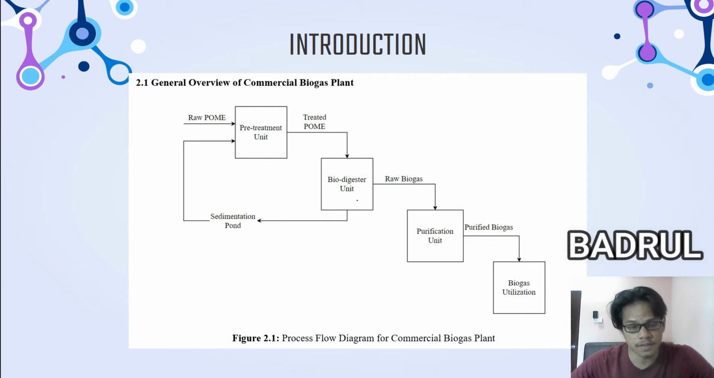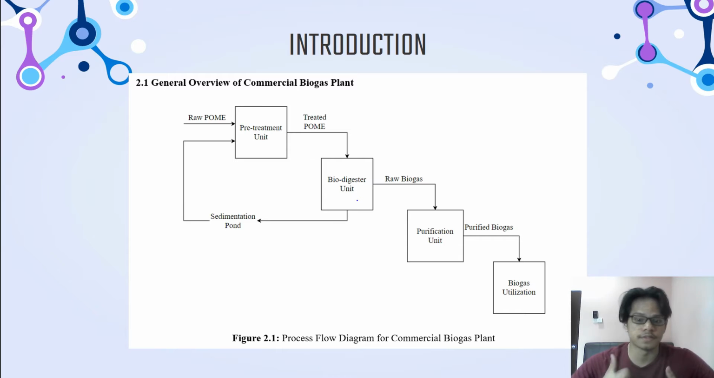A typical biogas plant typically consists of four main units, which are pre-treatment unit, biogas digester unit, purification unit, and biogas utilization unit to process fresh POME into biogas. Before POME can be used as the feed in the biodigester unit, it will undergo some treatment process in the pre-treatment unit.